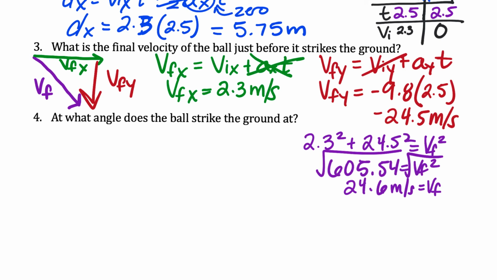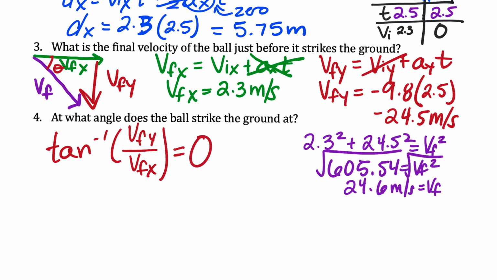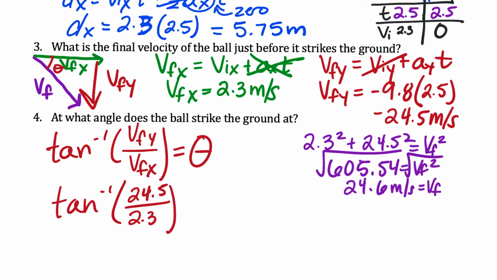So let's now do the very last one, and that's to find the angle. So the angle you're looking for here is this angle here, and you did this already when we did vectors again. It's just going to be inverse tan your opposite side, or in this case VFY, over VFX, your adjacent side, and that's going to give the angle. Excuse me. And so you're going to have inverse tan of 24.5 over 2.3, and that equals your angle. And that value is going to equal 84.6 degrees.